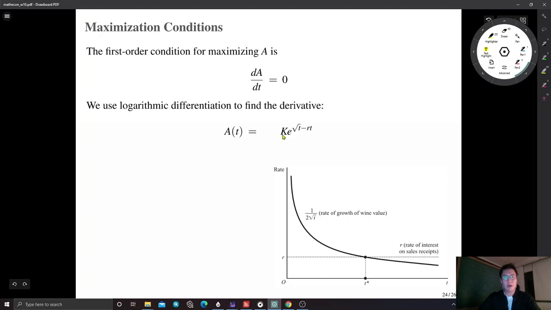Then the best way to find the derivative is, let me use logarithmic differentiation. So take the natural logarithm of both sides, ln A of t and ln of this expression. So what we are looking for is dA over dt. After taking the natural logarithm, we take the derivative of both sides with respect to time t.